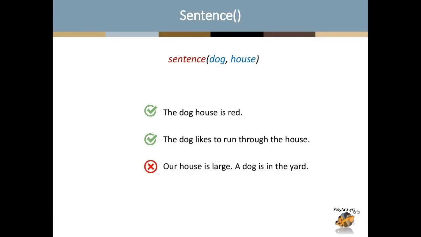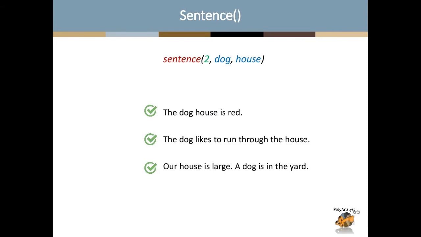The sentence function is a very simple function. It just looks to make sure 2 words are within the same sentence. Dog house is red. The dog likes to run through the house. However, our house is large, period. A dog is in the yard. They aren't in the same sentence, so they won't be matched.